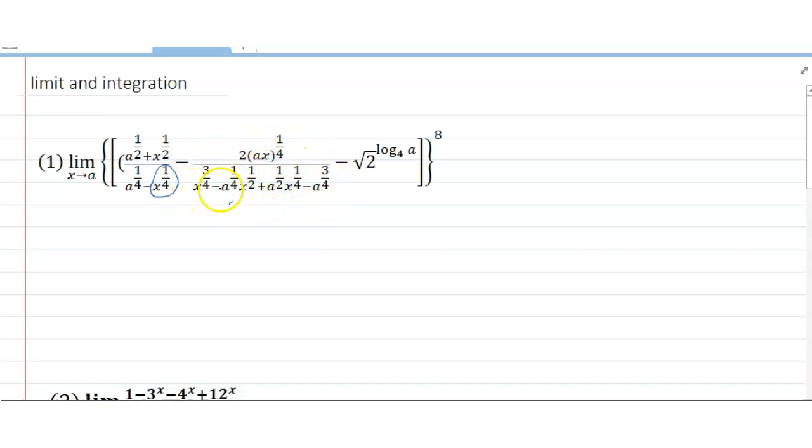This is the x to the power 3 by 4, a to the power 1 by 4, x to the power half, a to the power half, x to the power half, and a to the power 3 by 4, minus root 2 into log 4a. So friends, you will see that x to the power 1 by 4, let us take it equal to capital X.